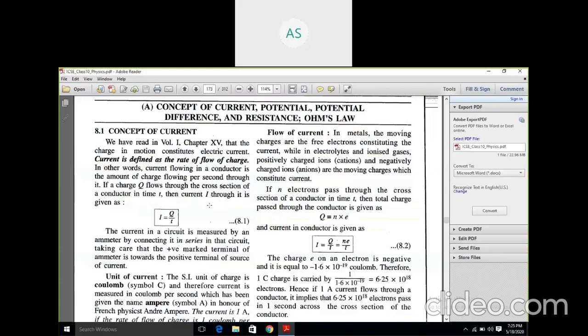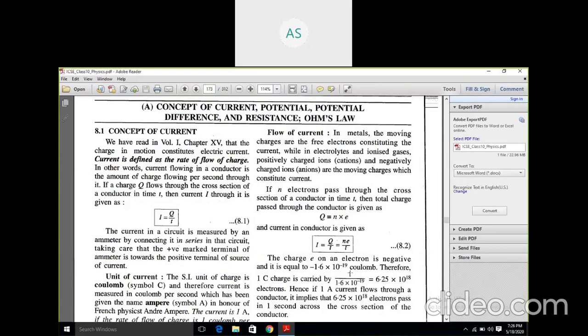I'll tell you how. See, this is the basic definition of current. I is equal to Q by T. Now, what is Q? Q is N into E. E is the charge which is carried by one electron, which is equal to minus 1.6 into 10 to the power minus 19 coulomb. Coulomb we know is the unit of charge. So if I multiply the number of electrons flowing through the conductor with E, that is minus 1.6 into 10 to the power minus 19 coulomb, then I'll get the total amount of charge.